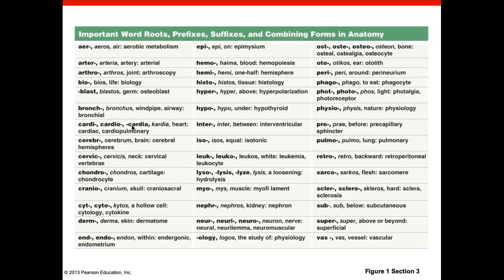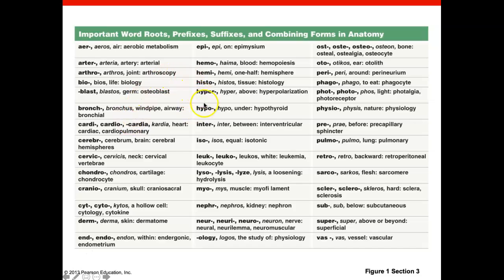Do not memorize this chart. Just look through it. You can pause the video here and look at it. You may realize that bio means life. Cardia refers to the heart. Chondro refers to cartilage, and so on. These are all very, very useful words.